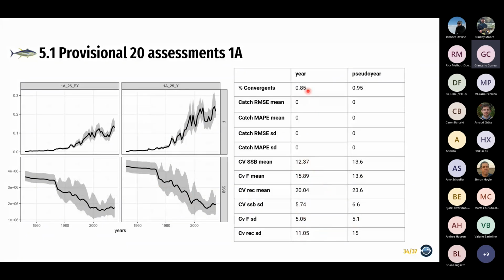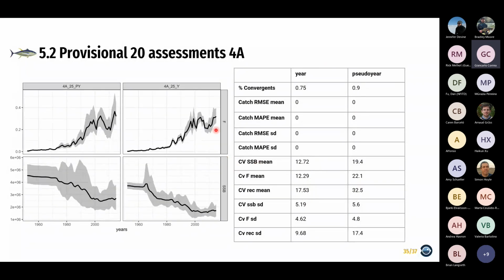Maybe the most important one is the percentage of convergent runs. For the GR configuration, we found 85% of convergence. And for the pseudo-GR configuration, we found around 95%. And again, it looks like the CV for the spawning biomass, fishing mortality, and recruitment is a little bit higher for the pseudo-GR configuration compared to the GR configuration. And these results are for the 1-area model, and these results are for the 2-area model.